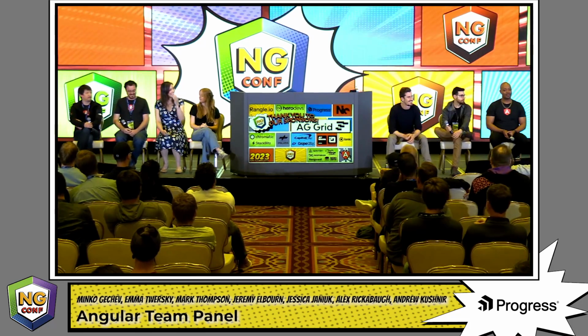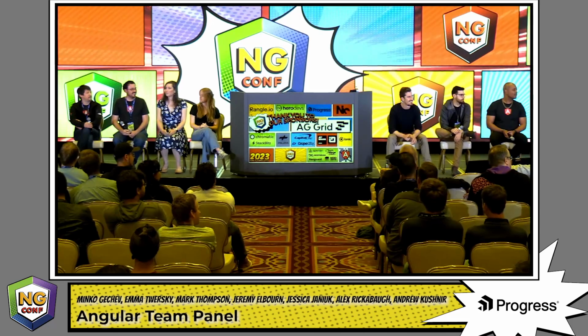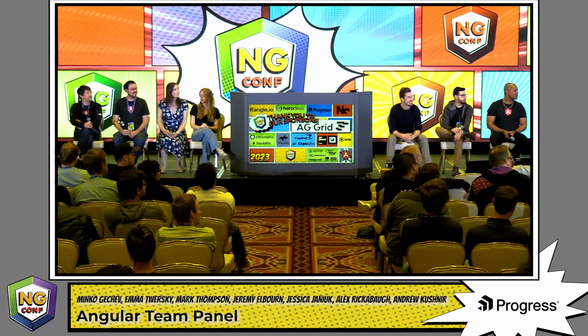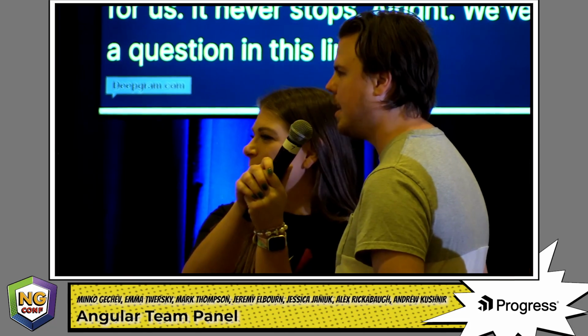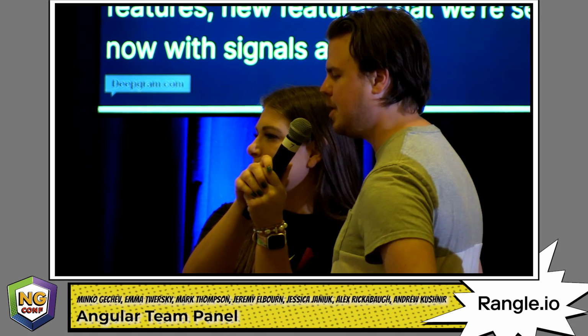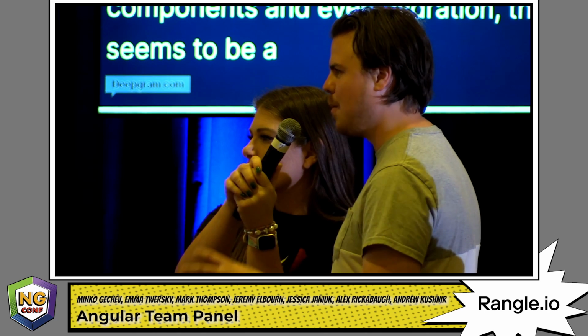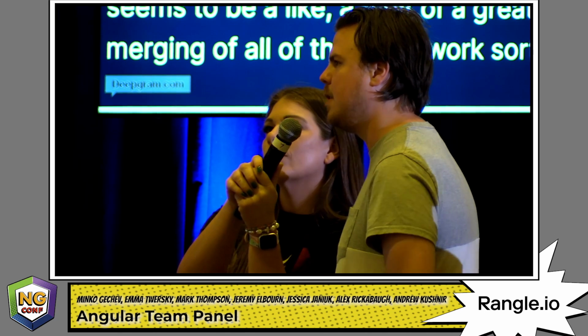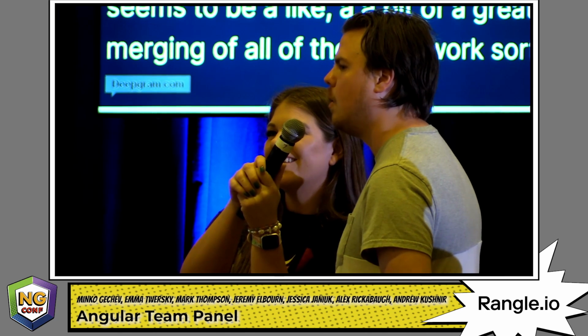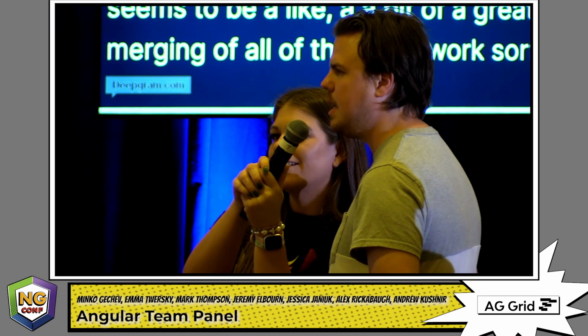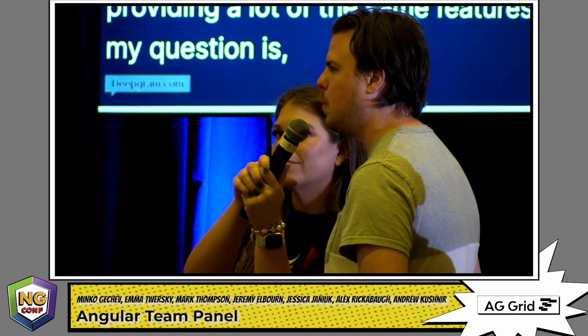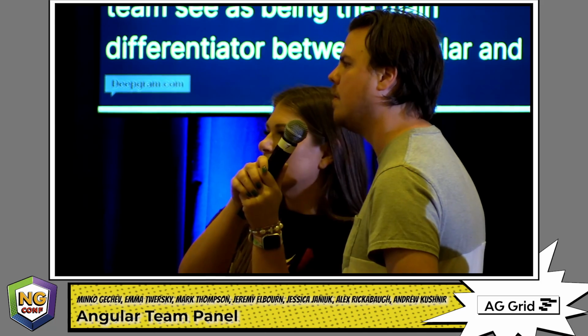All right, we've got a question in this line. With a lot of the new features that we're seeing now with signals and standalone components and even hydration, there seems to be a bit of a great merging of all of the frameworks, providing a lot of the same features. So my question is, what does the Angular team see as being the main differentiator between Angular and some of the other frameworks we have?